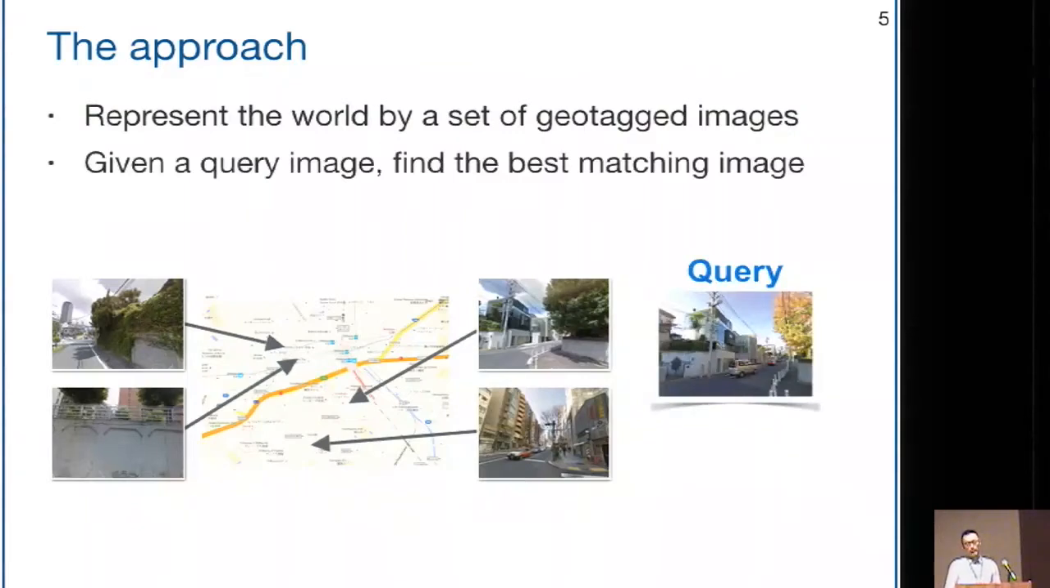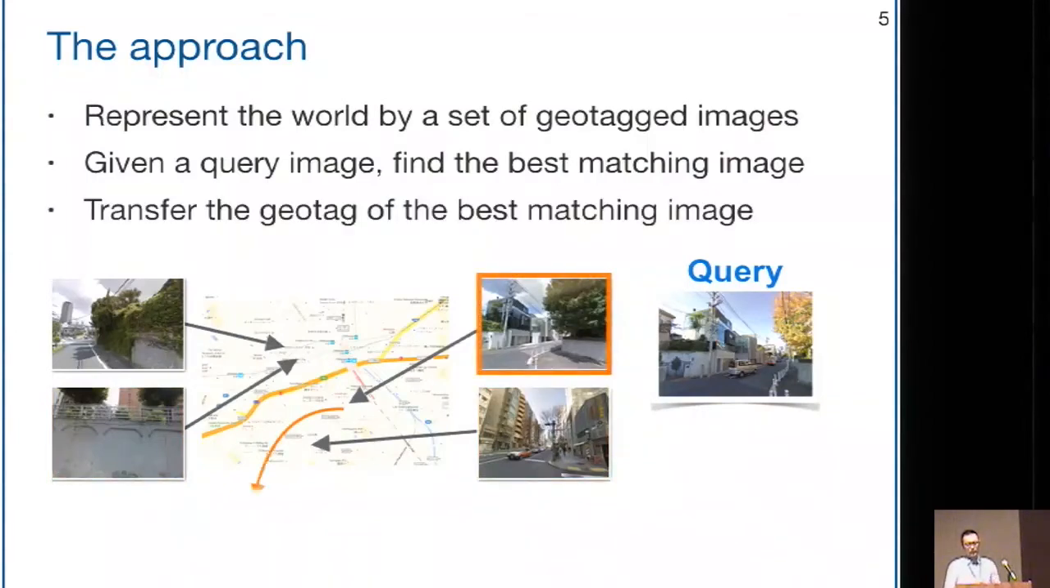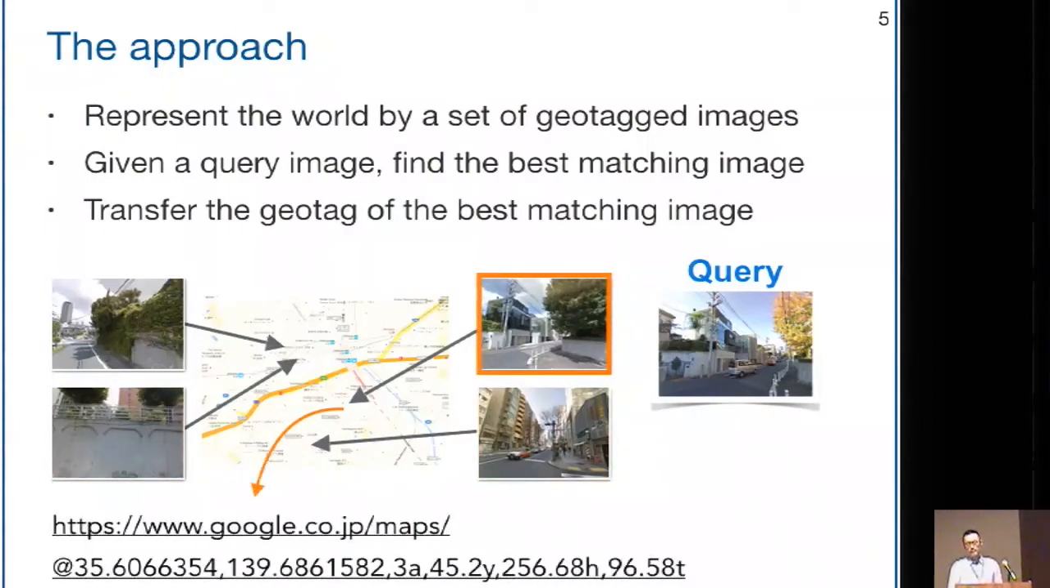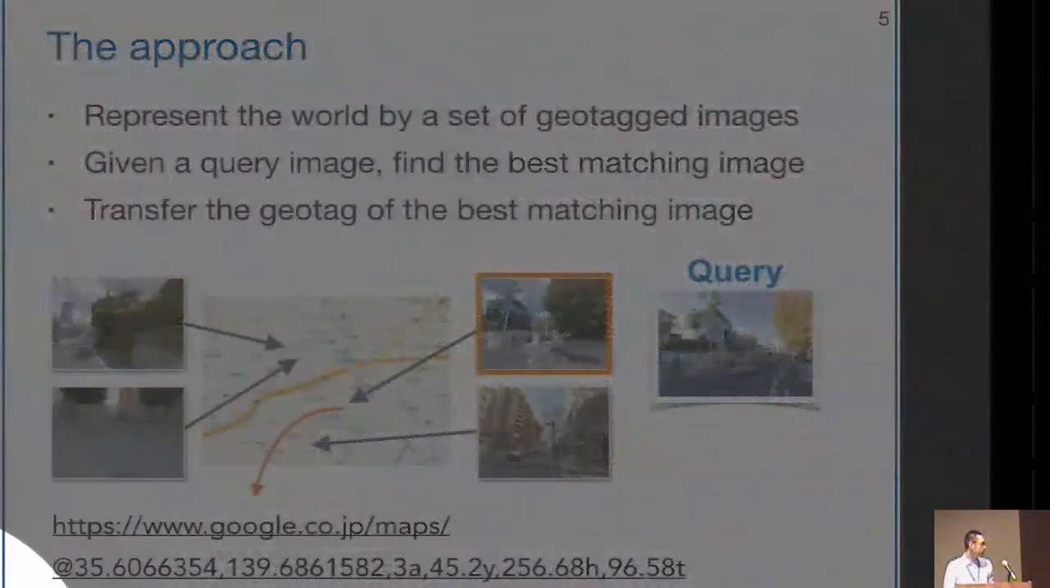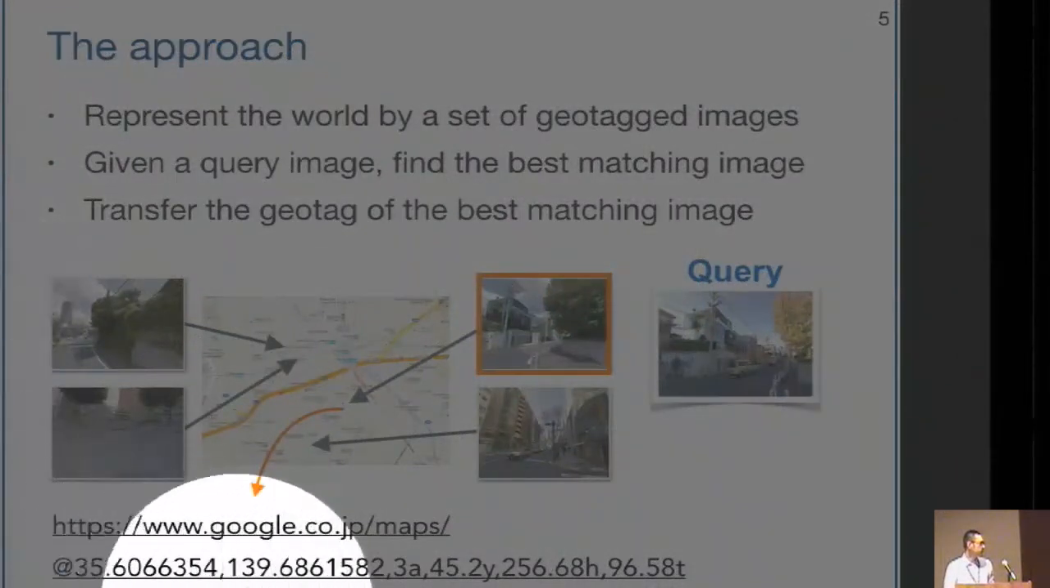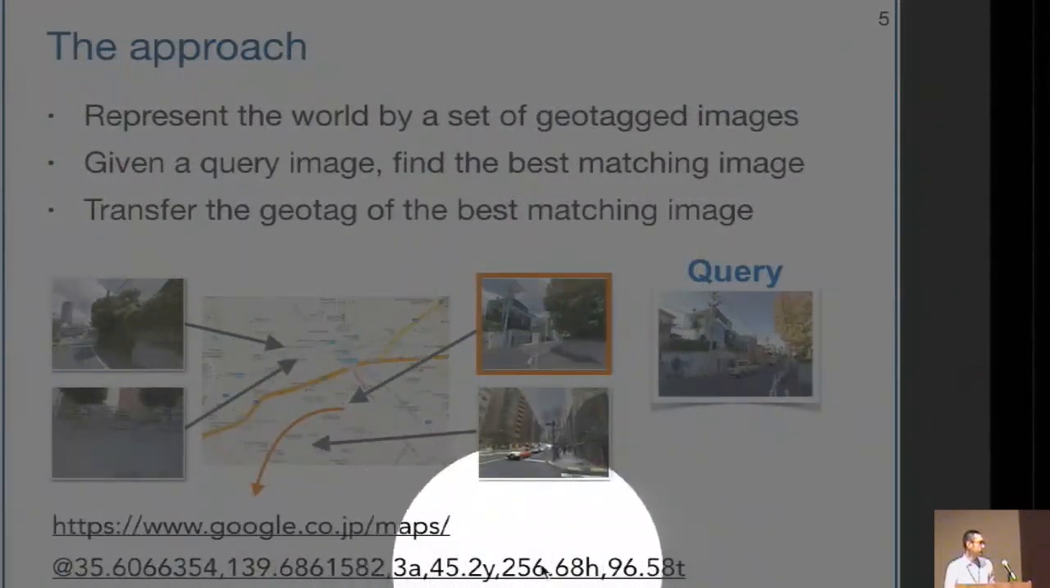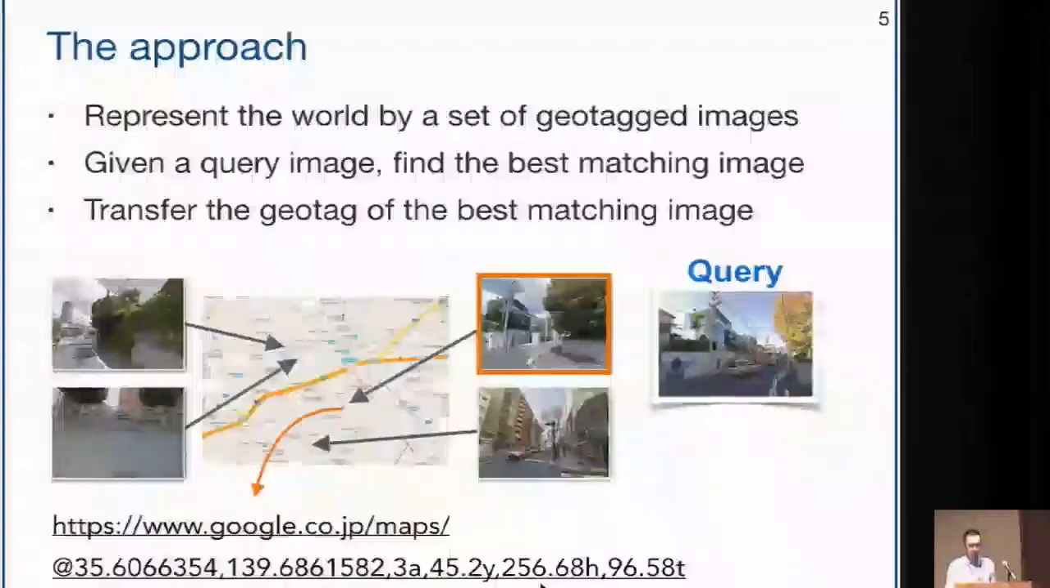Then, given a query image as input, we seek the best matching image in the database. Finally, we transfer the geotag of the best match. This is an example tag. Actually, this tag is the address of the Google Street View, which has some GPS information, and it also has the orientation.